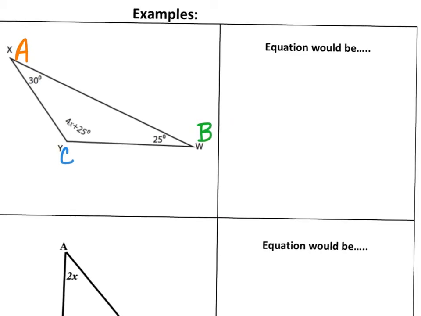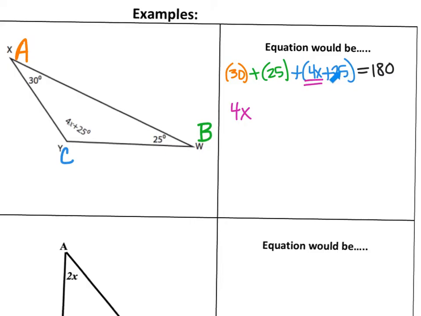Angle A was 30. Angle B was 25. Angle C is 4x plus 25. And then the sum is always 180 degrees when you combine the three together. So now I need to combine like terms. I only have one value that has a variable, so it's just going to stay the same, 4x. However, I do have three different values that are constant amounts. I have 30 plus 25 plus 25. So I would now combine those together.